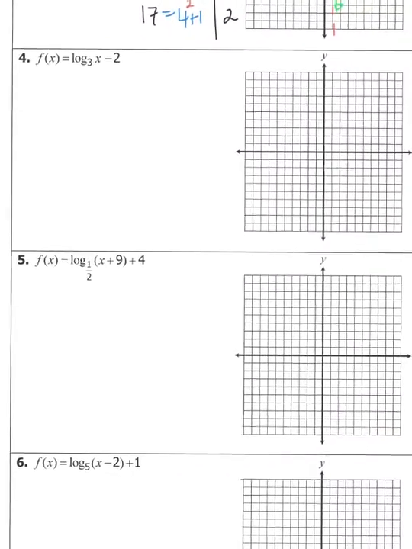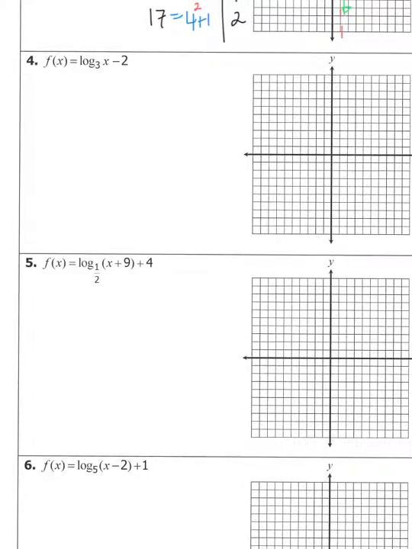All right, look at 4. We're only going to do 2 more, so look at 4. This time we do not have a log by itself. F of x is y. Because we have a minus 2 here on the outside of the function, it's not in parentheses, so it's not affecting the x. It's outside the function. That means that we are going to be moving down 2.